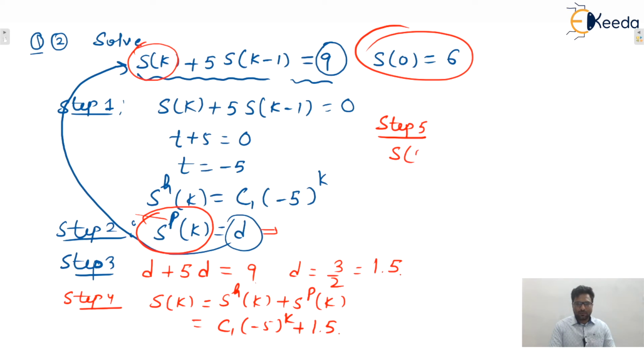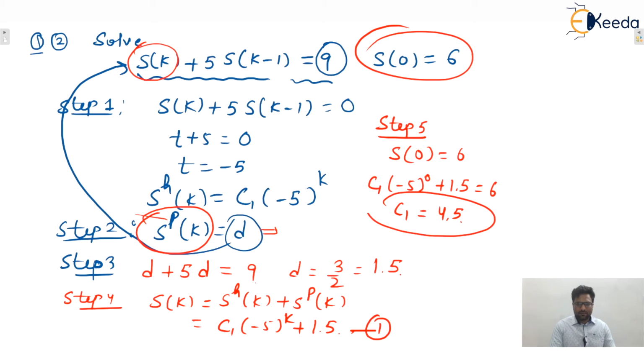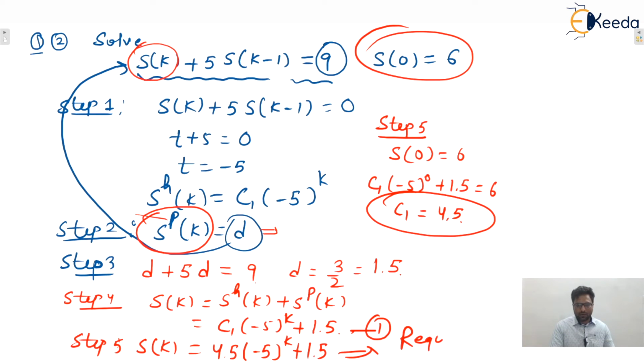So s of 0 is given to you as 6. So put it in the equation. s of 0 means put k value equals to 0. So it becomes C1 into minus 5 raised to power 0 plus 1.5 equals to 6. So from here we can say that C1 value will be 4.5. So put the C1 value in this equation. So in step 5 we will get the final solution. s of k will be C1 is 4.5 into minus 5 raised to power k plus 1.5. That is your required solution.